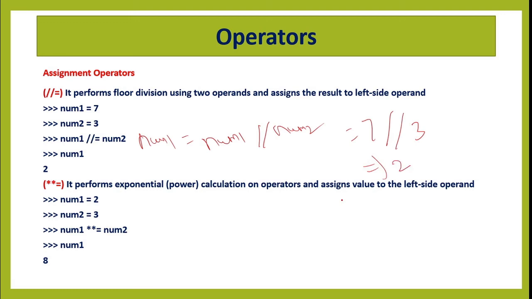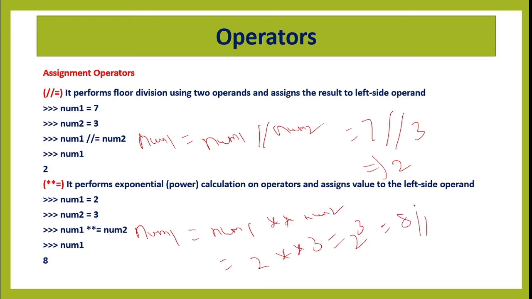Okay. Then the next one, exponent shorthand assignment operator. It performs the exponential calculation on operators and assigns value to the left side operand. See the example, num1 is equal to 2, num2 is equal to 3, then num1 star star equal to num2. So what is the meaning here? Num1 is equal to num1 exponent num2. What is the value of num1? It is 2. So num2 is 3, which means 2 power 3. So 2 power 3 is 8.